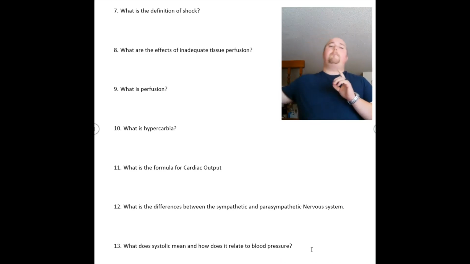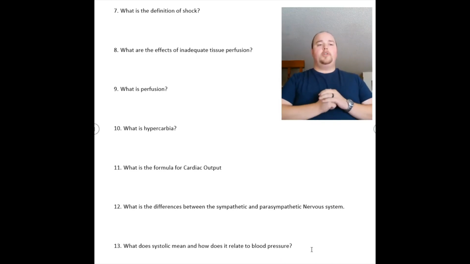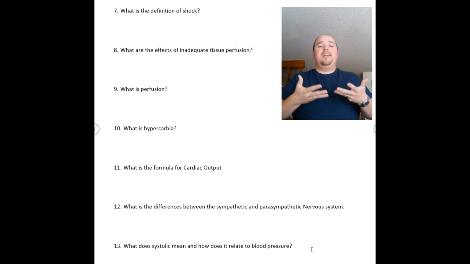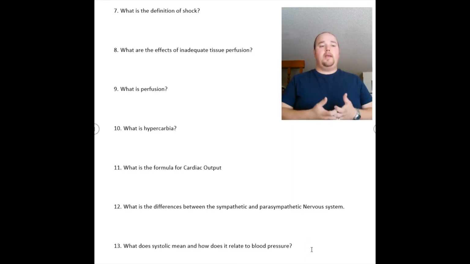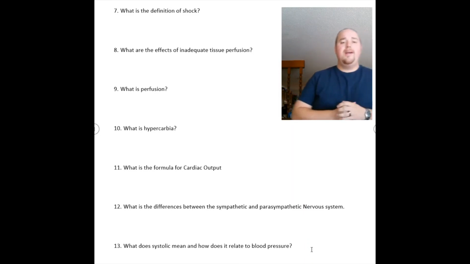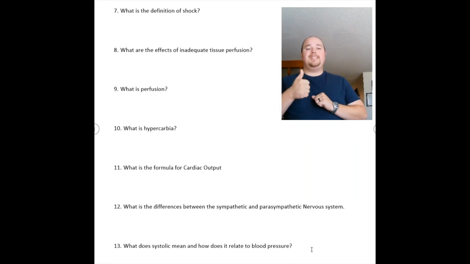Remember to go back to your Merck manual to look up shock. But what is the definition of shock? The definition of shock to me is inadequate tissue perfusion. When the tissues are not getting properly perfused with oxygen, they're not getting the nutrients, they're not getting rid of waste products, they're having a buildup of lactic acid. What is perfusion? When the tissues are getting oxygen, nutrients, and everything they possibly need to function properly. What is hypercarbia? Hypercarbia is increased CO2.